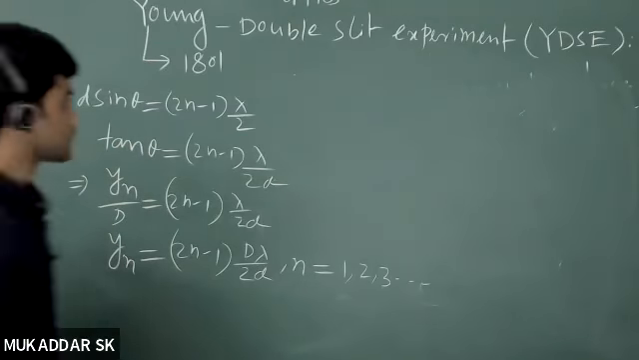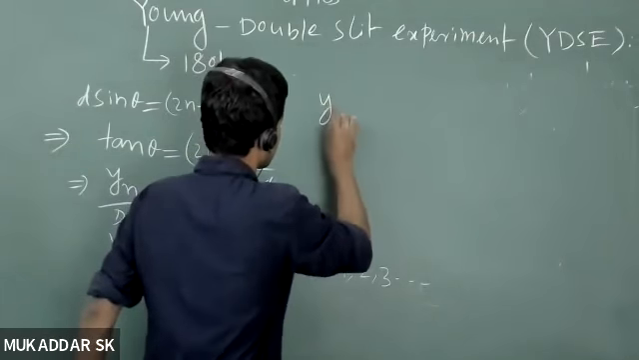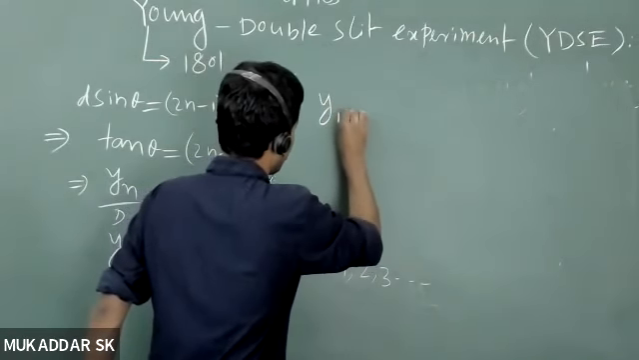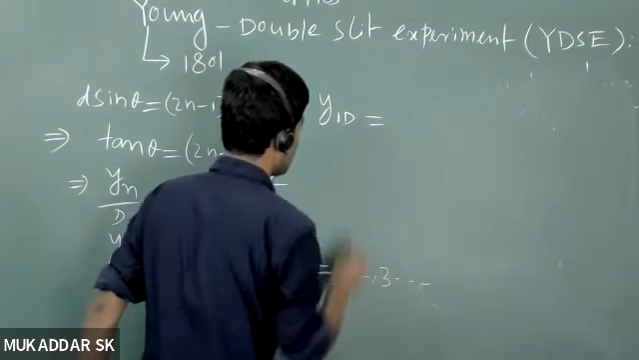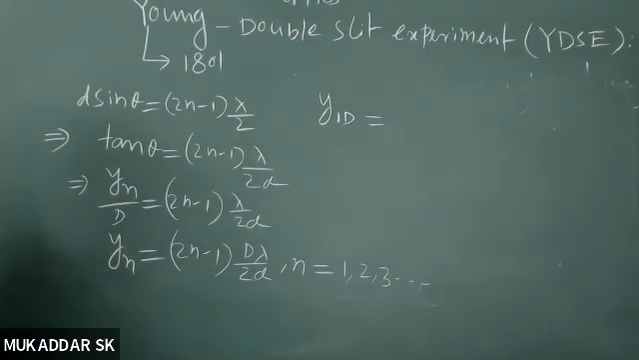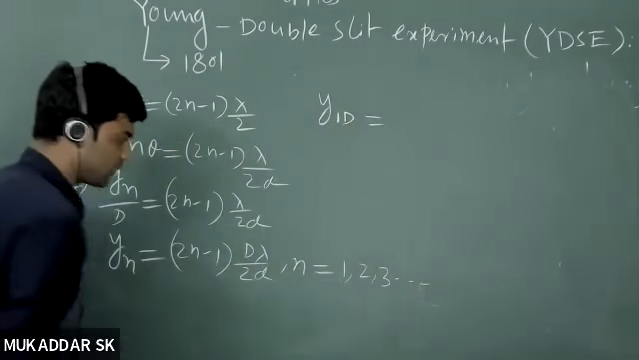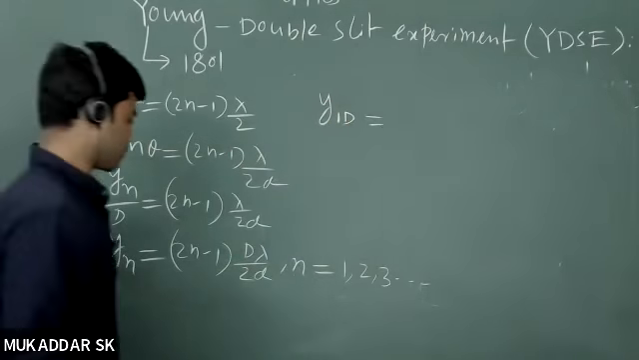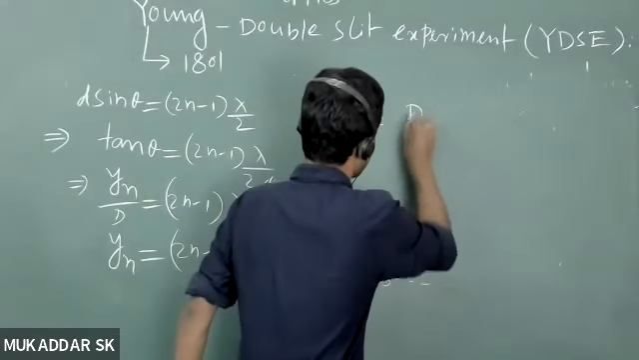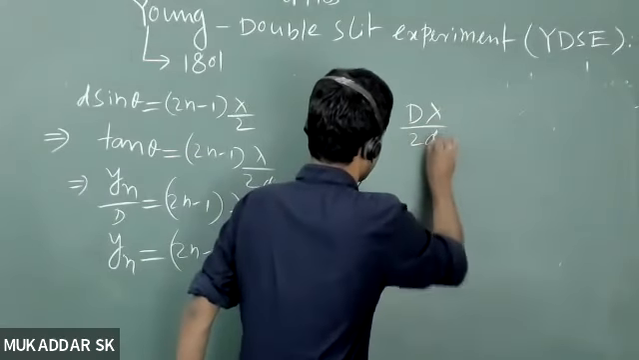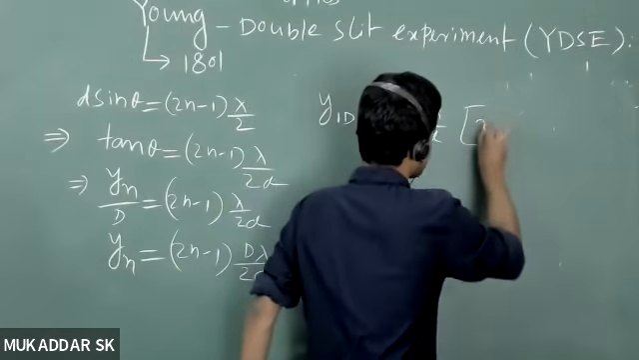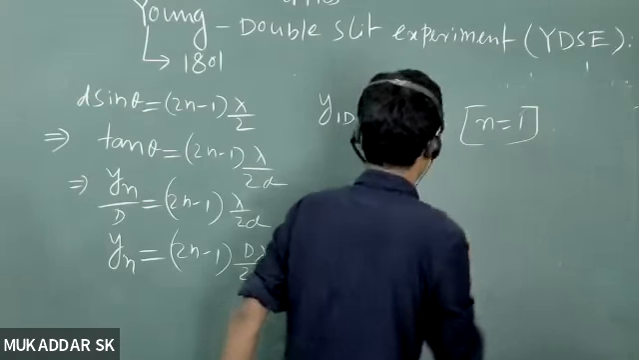Okay, so the position of the first dark will be where? Y on D. It means Y on D means what? Position of the first dark. So in place of n, how much will I substitute? I'll substitute n equals 1, right? If you substitute n equals 1, you will get capital D lambda by twice small d. So this is the position of the first dark.